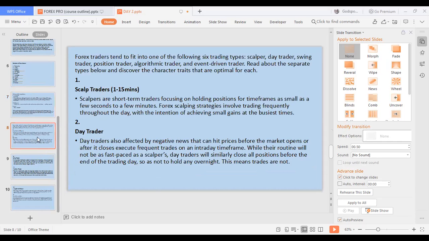Let's go to types of traders. There are several types of traders, and they are: scalp trader, day trader, position trader, swing trader, algorithmic trader, event-driven trader. Normally in the forex market, people only see it as if there are just 4 types of traders. It's a lie. There are 6. I had to go online and do some thorough research, and I discovered this.